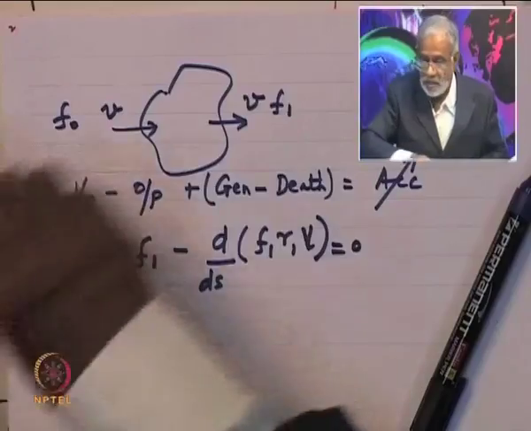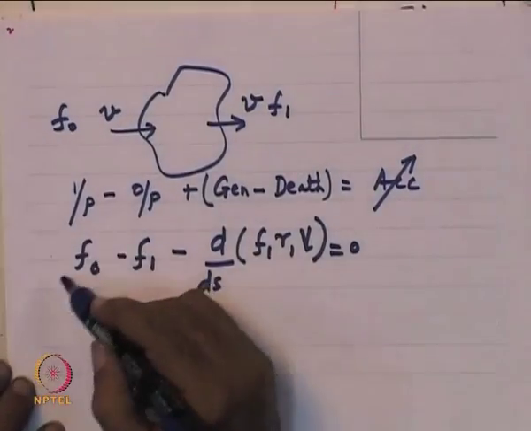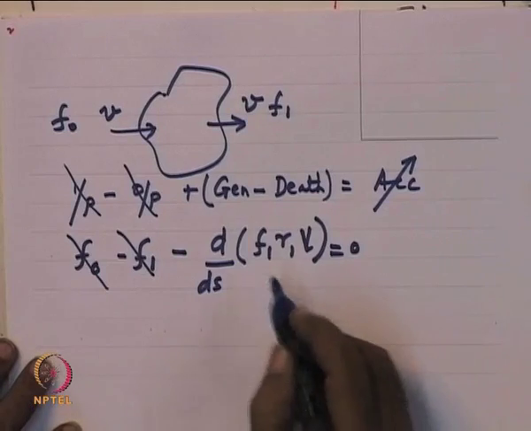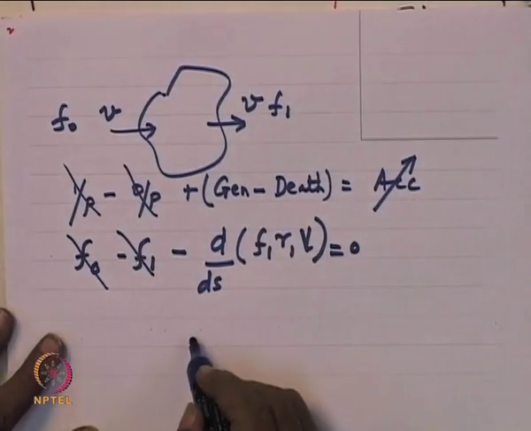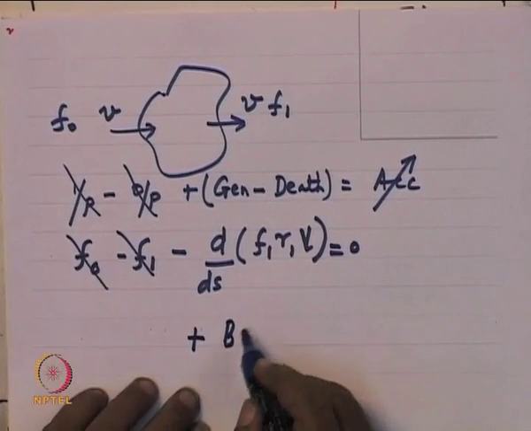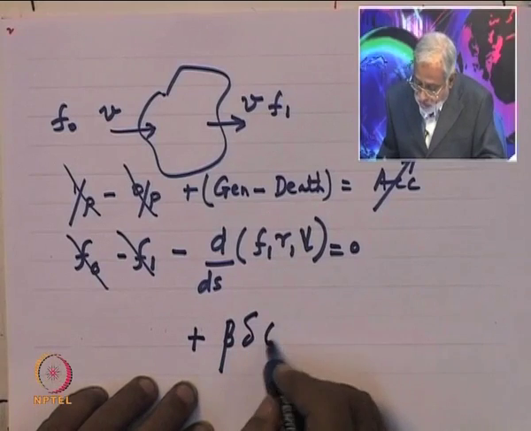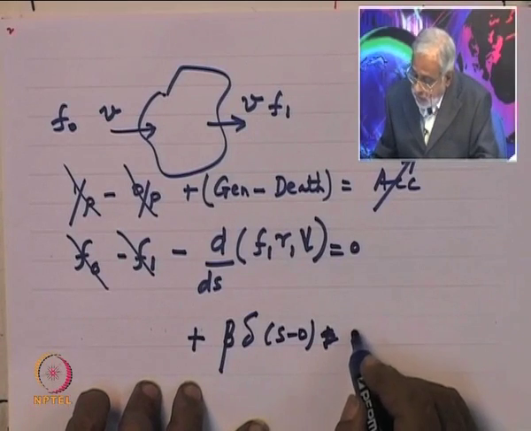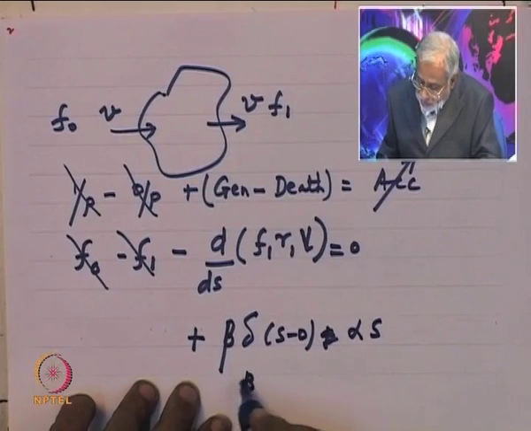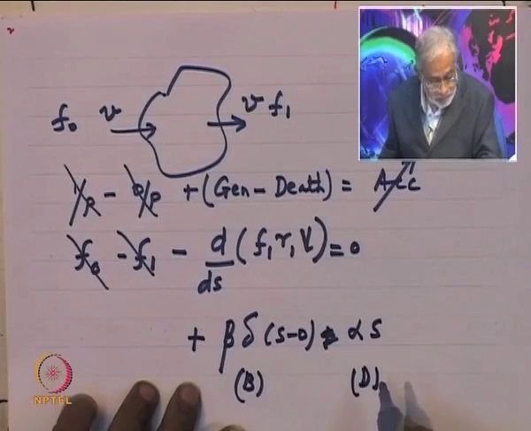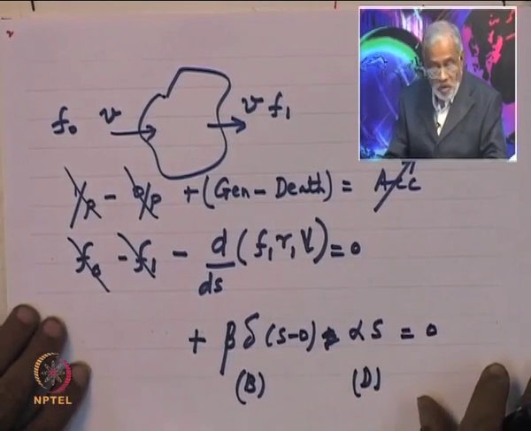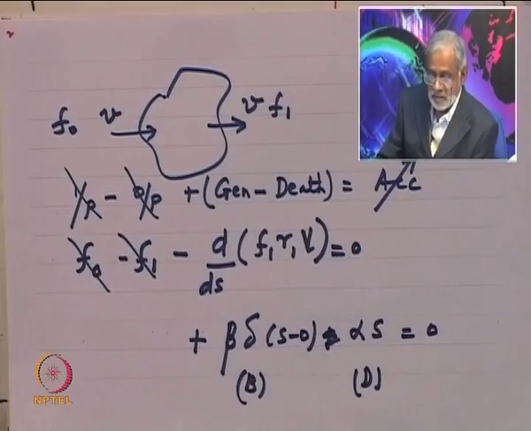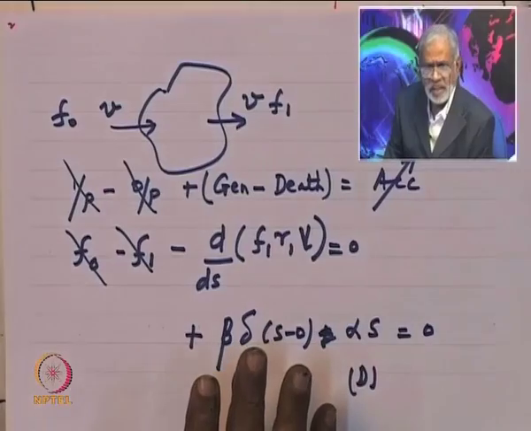Since there are no inflows and outflows, these terms must be deleted, we know that. But we must add to this the birth and death terms. The birth term, which is beta times delta of S minus 0, and then you have the other term, which is alpha S. So, this is the birth term, this is the death term, correct, equal to 0. So, what is it that we have done? What we have done is that we have written the material balance. We have derived all this, therefore, I am not going through this once again.